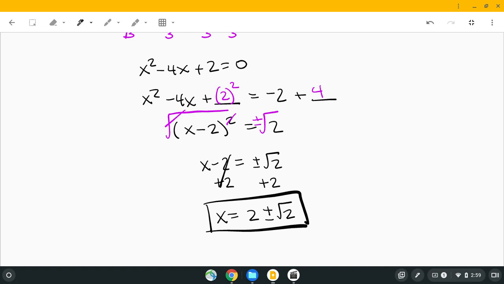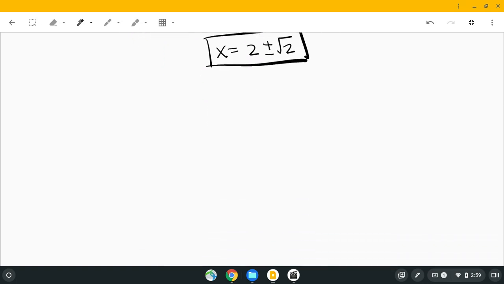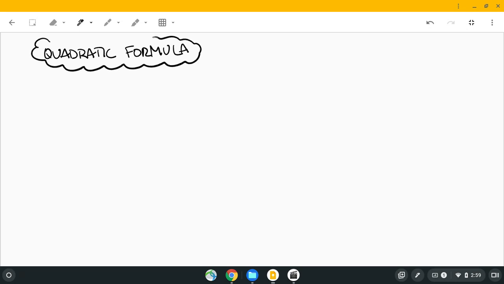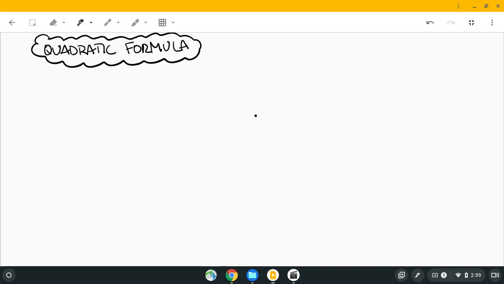All right, so that's completing the square. Let's take a look at the last method, the quadratic formula. Maybe you remember the song of the quadratic formula, sung to the tune of Pop Goes the Weasel. If not, you can always YouTube it.